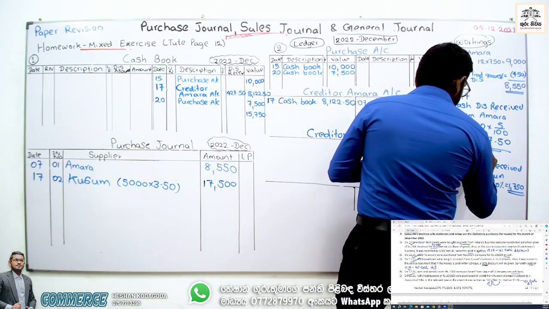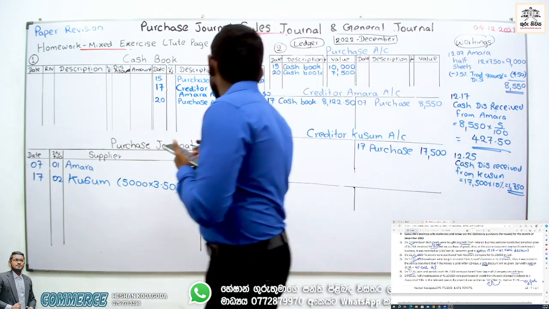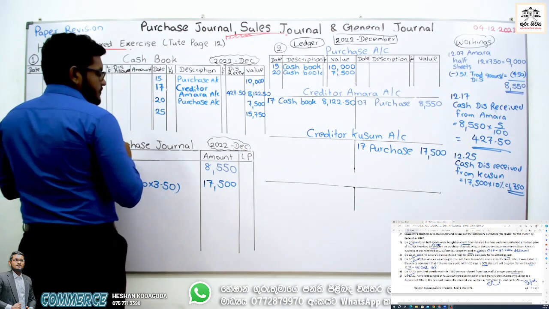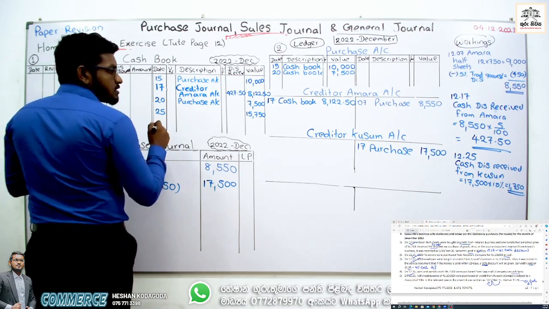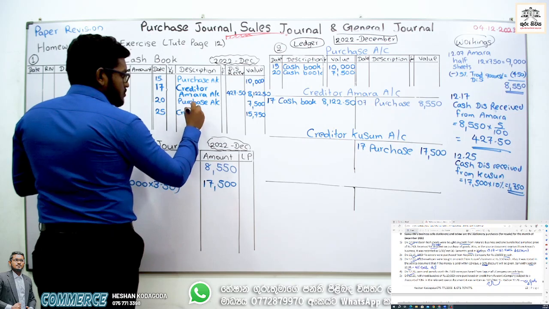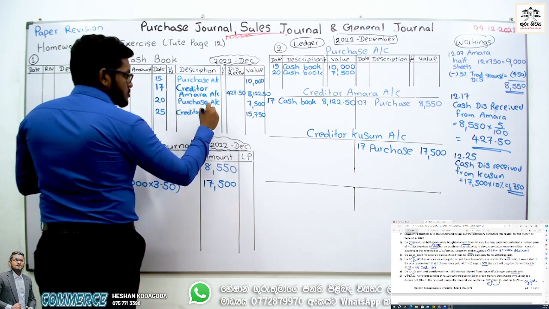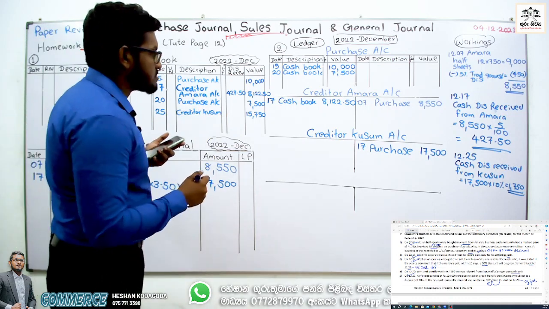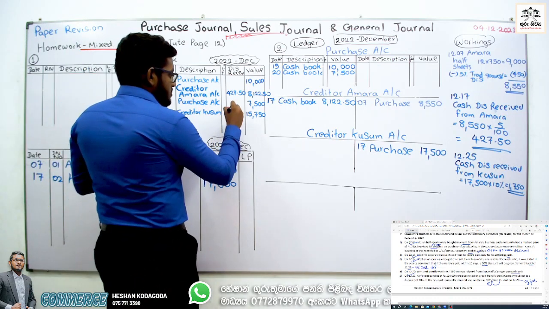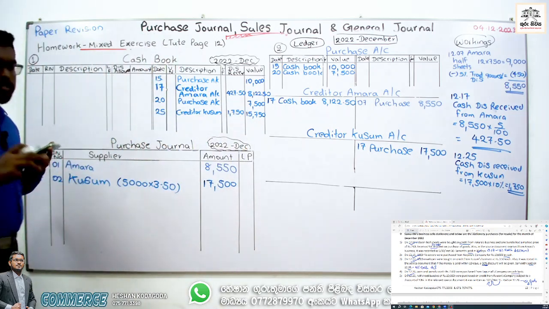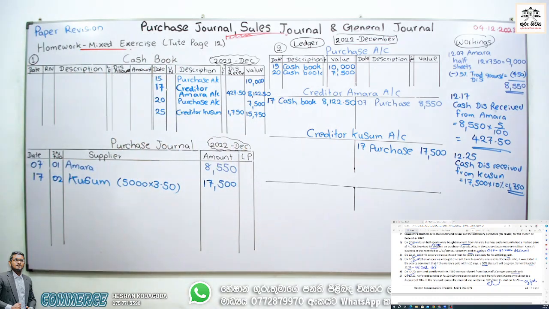December 25th. So we are paying on December 25th. So this is to whom we are paying? Kusum. Creditor Kusum account. So the discount was 1,750. Right? Is it clear to you? Right? Okay.